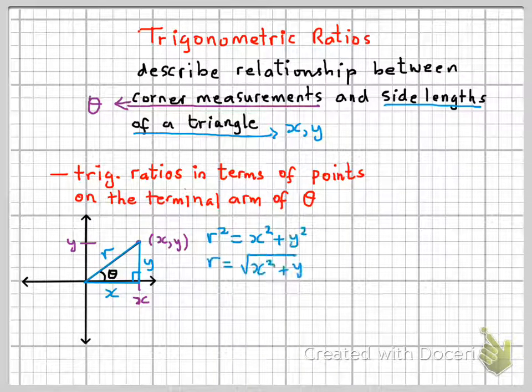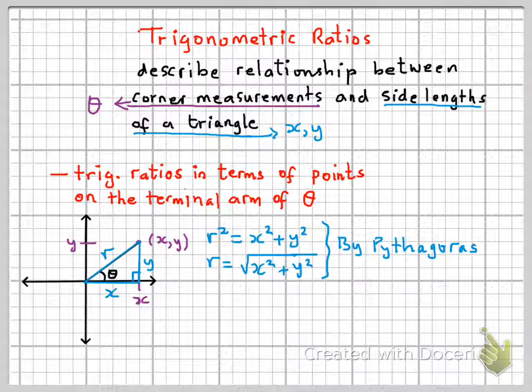By Pythagoras, r squared is equal to x squared plus y squared, and solving for r will mean we'll take the positive square root of x squared plus y squared. That is by Pythagoras.